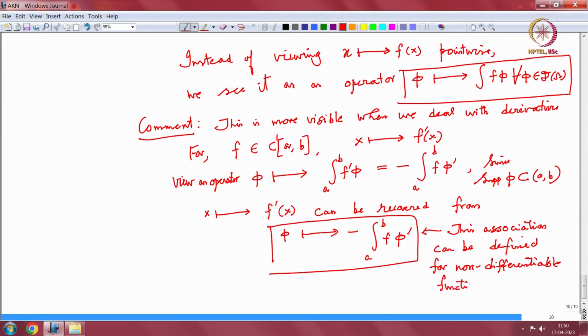So that gives you a window for us to define the derivative in an operator sense, even if the function f is not differentiable. And we will see some examples, and this produces new objects, because this association can be more general and every association may not be given by a function. So, yes, if you have a function you have an association, but the association may not be given by a function, and that is a new object which you will see in the next class.